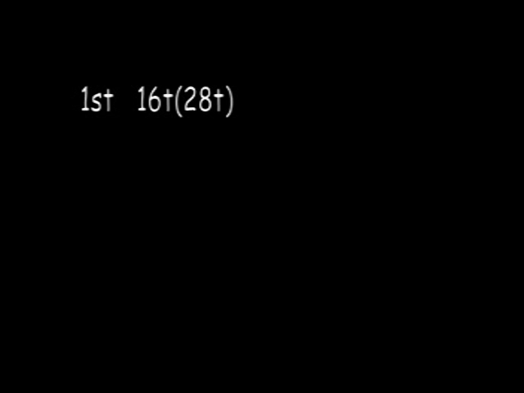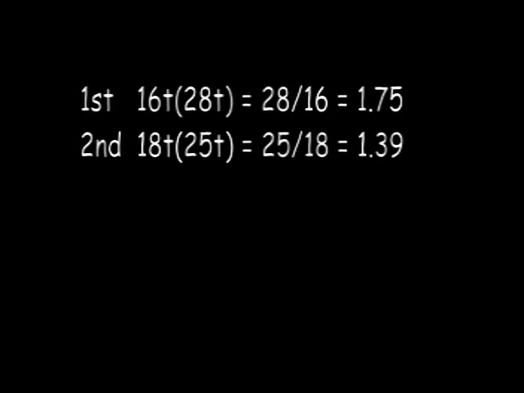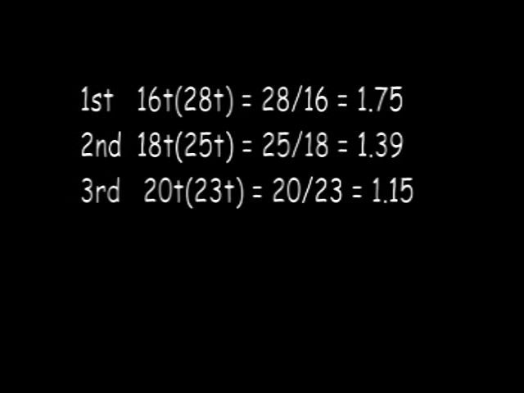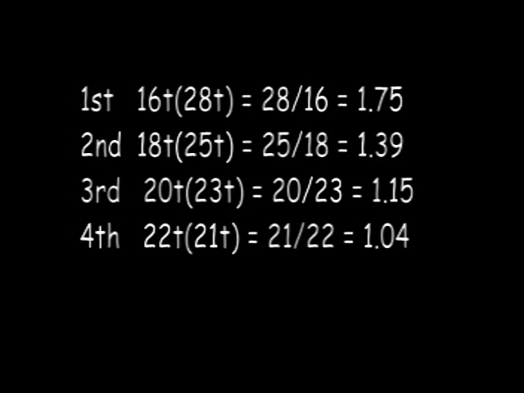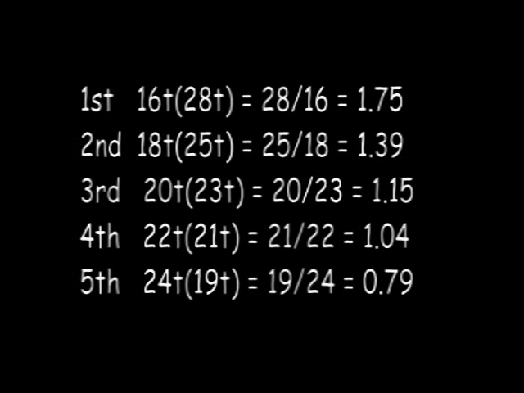So let's calculate this for the CR500. There are 28 teeth on the drive shaft of first gear and 16 teeth on the main shaft of first gear. This gives you a ratio of 1.75. This is a very slow gear. Second gear is 1.39. Third gear is 1.15. Fourth gear is 1.04. Fifth gear is 0.79.